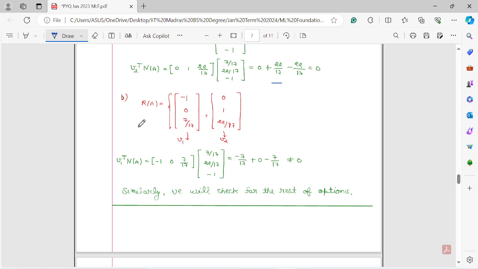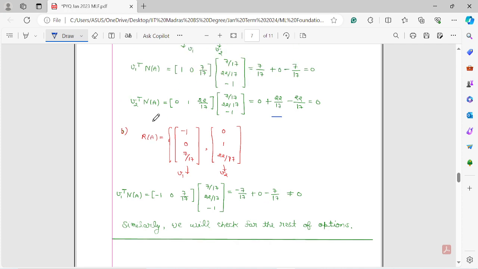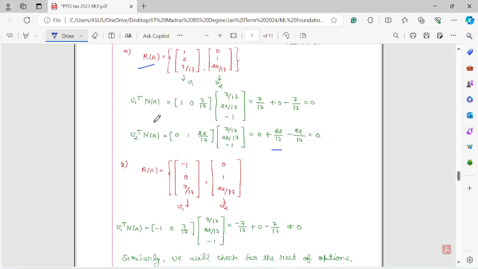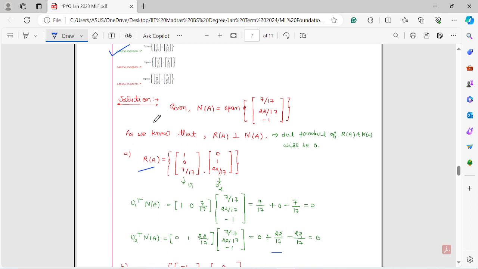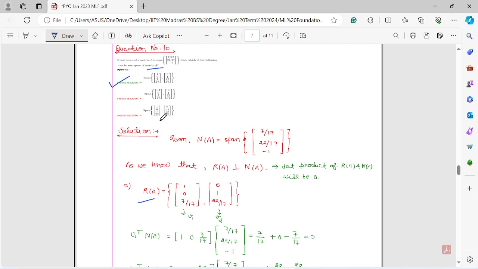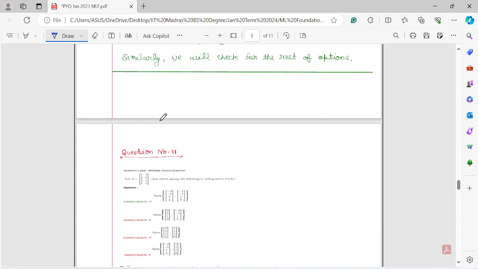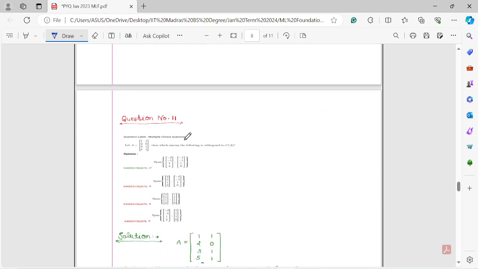I have checked option B for your understanding, where for v1 transpose we have calculated minus 107 by 17 plus 7 by 17, 22 by 17 minus 1, and since this is not equal to 0, this option is incorrect. Similarly, we check the rest of the options, and unfortunately we get not equal to 0 for the rest as well. So only one option is correct. Okay, proceeding with the next problem, question number 11.